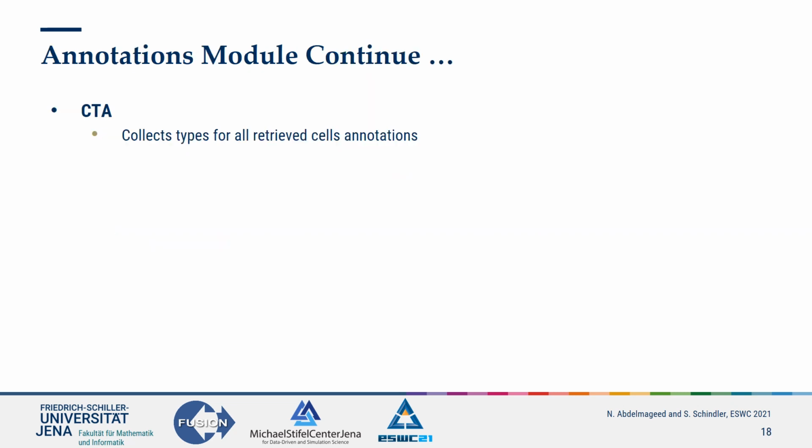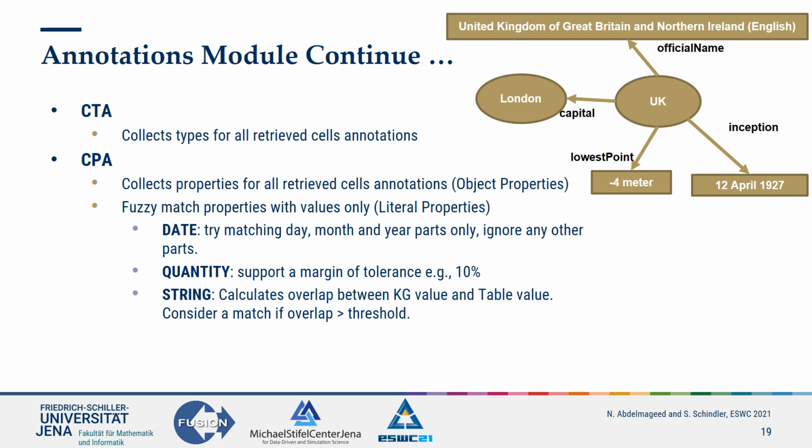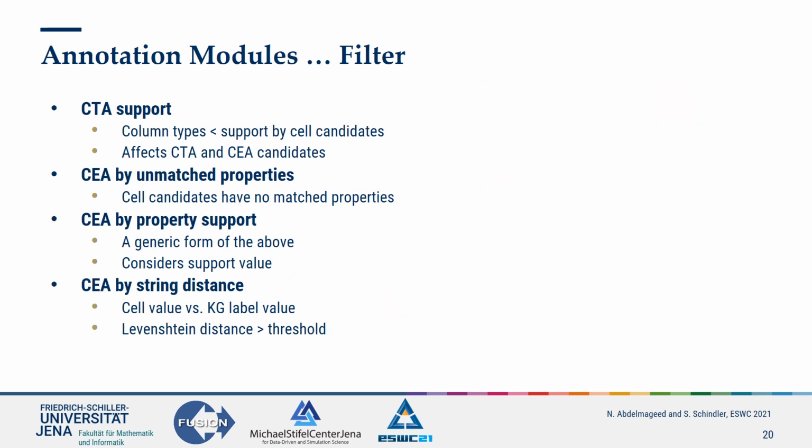The following are the rest of the annotation modules. CTA collects the types for all retrieved cells, while CPA does the same on the properties level. For literal properties, we support a fuzzy match technique that allows a margin. For example, we tolerate 10% for numbers. Our filter functions drop the highly unlikely candidates. CTA support removes the types with a support that is less than a certain threshold. The same idea applies in the CPA candidates filtration by their properties.